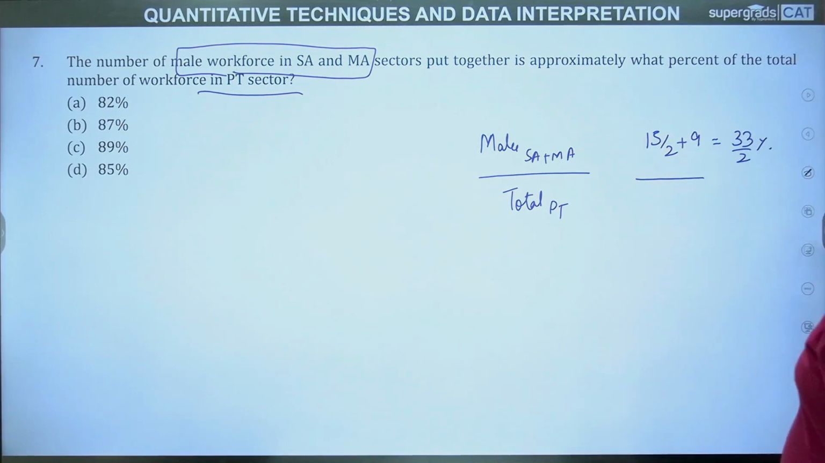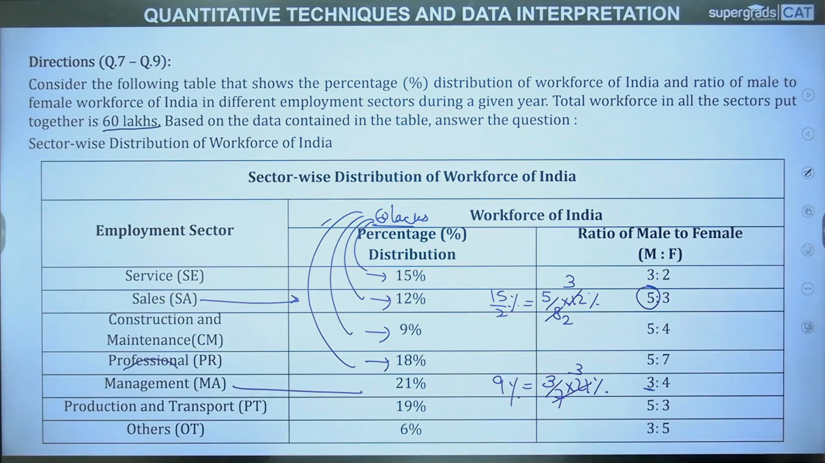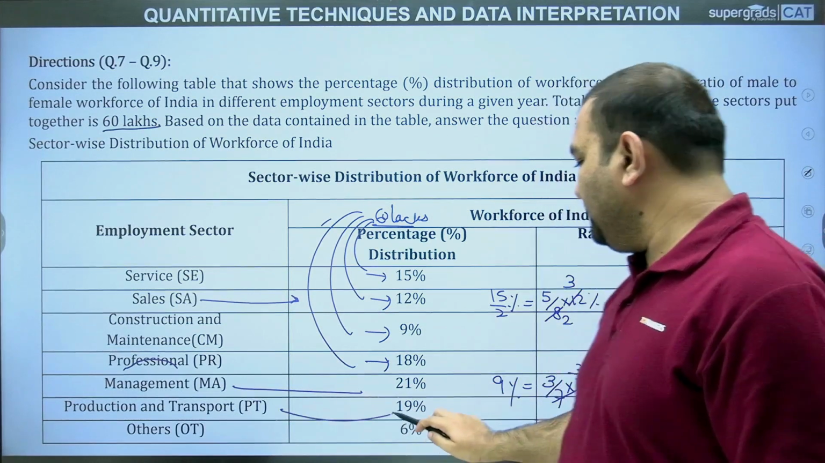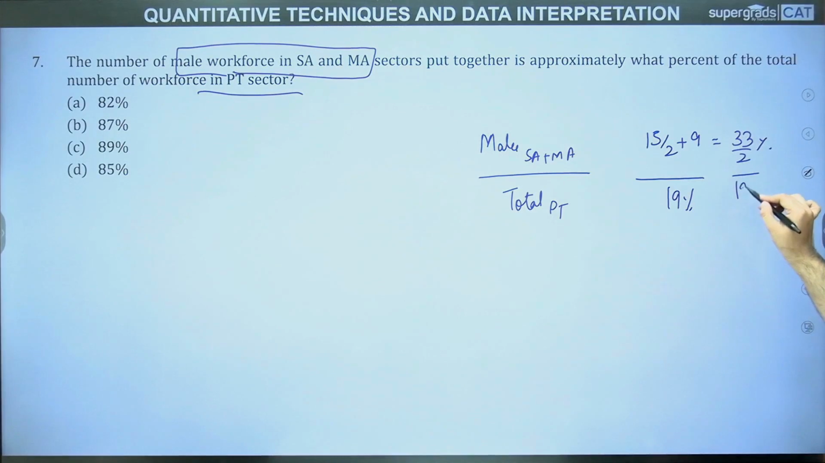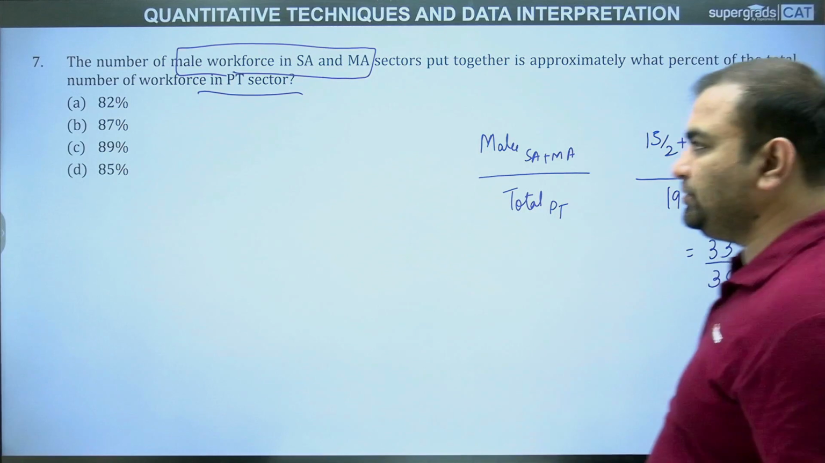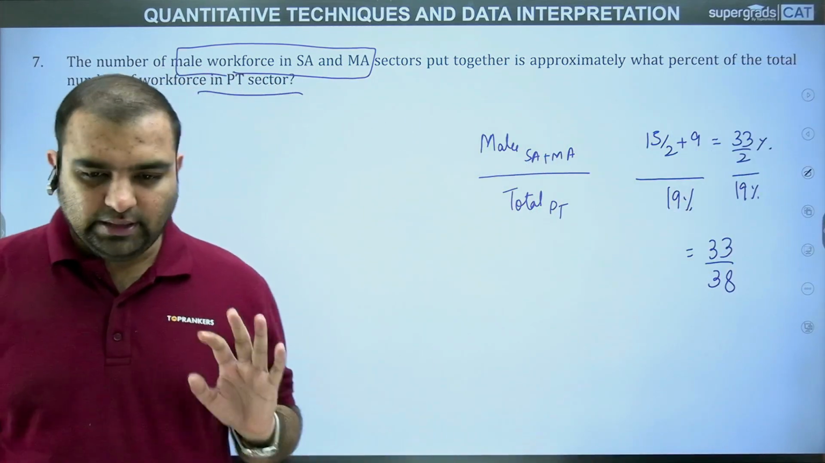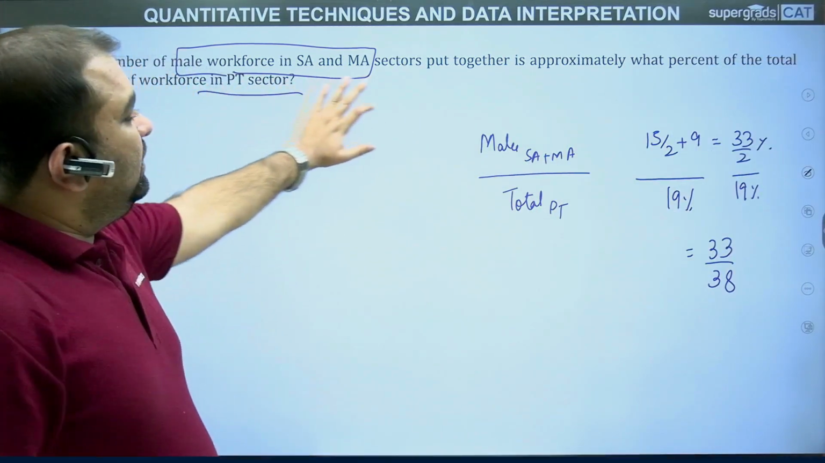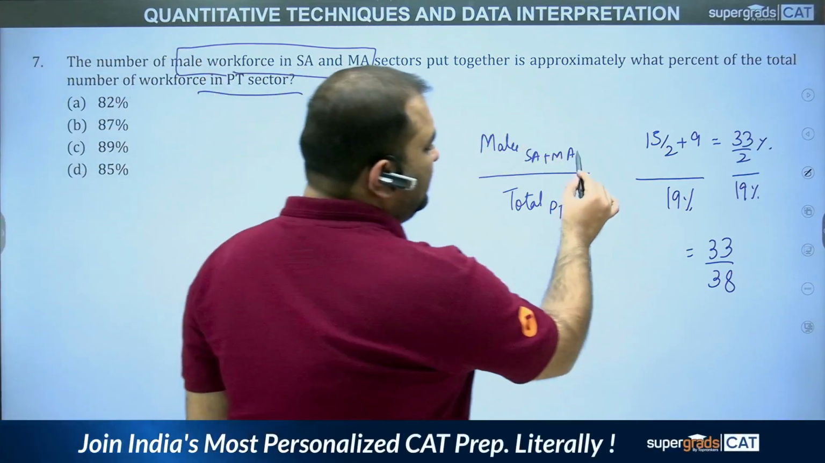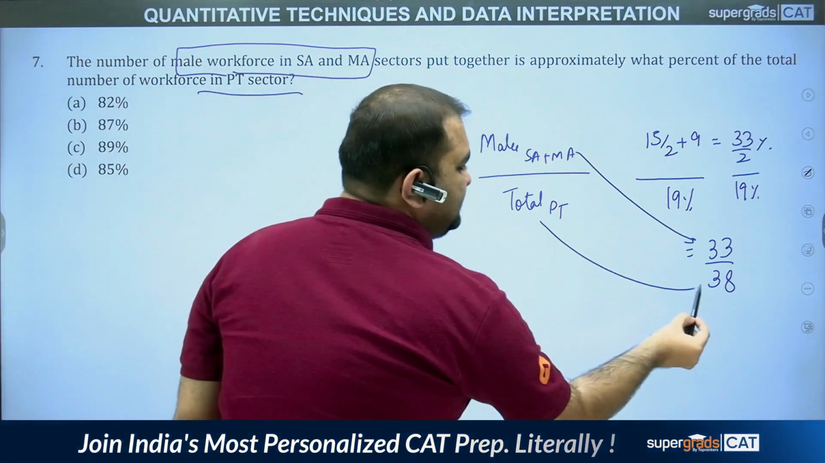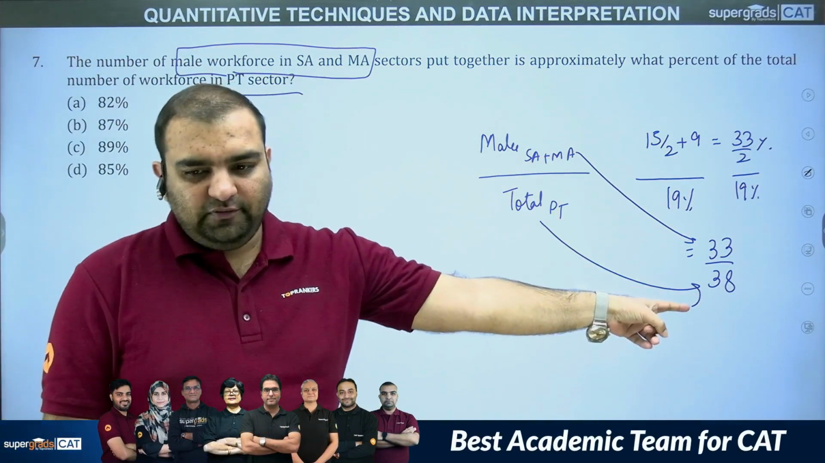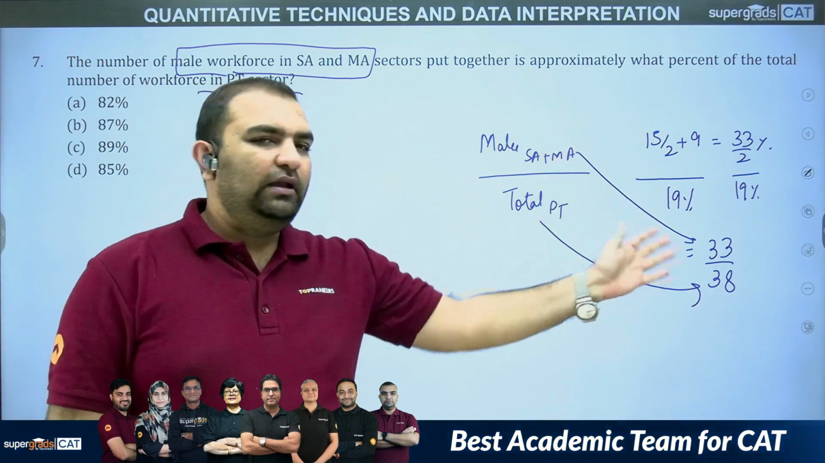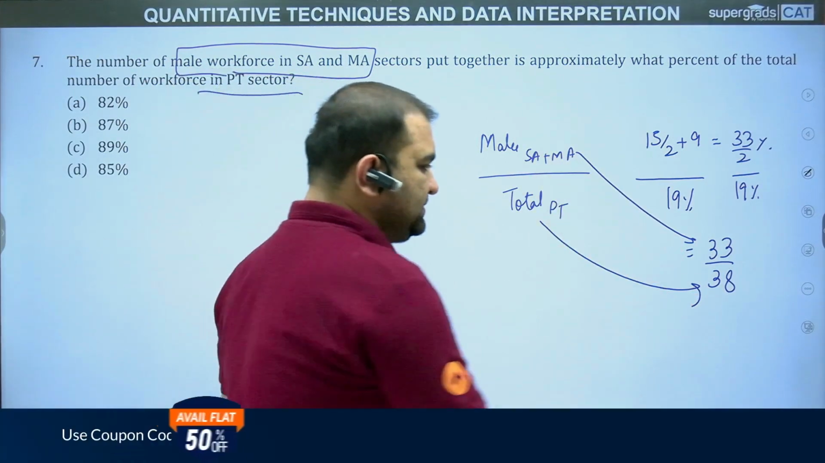And total in PT, that's the easy data. Total in PT is 19%. 33 by 38 percentage will cancel out. Now read down the question what they are trying to ask. One value is approximately what percentage of another value. So that value divided by the another value into 100 is your answer.